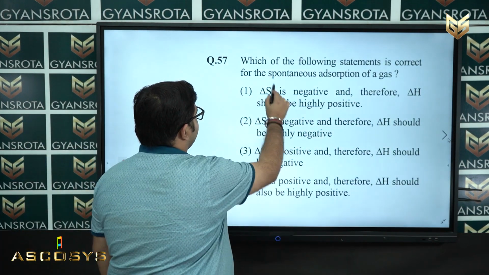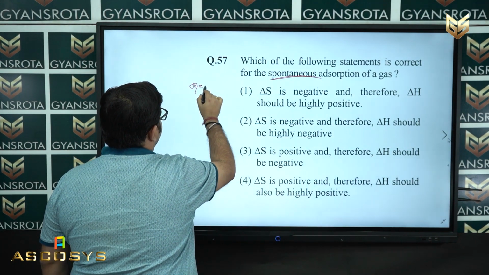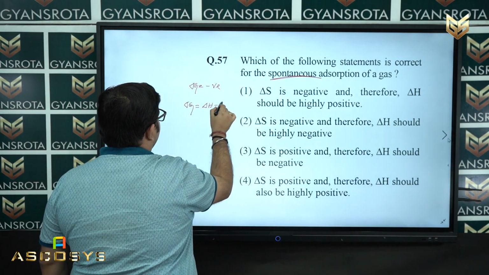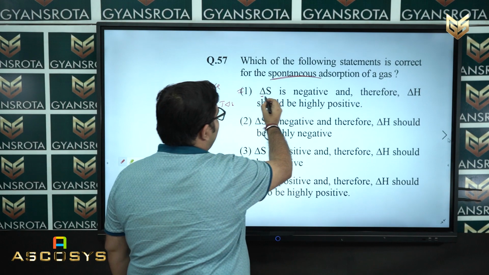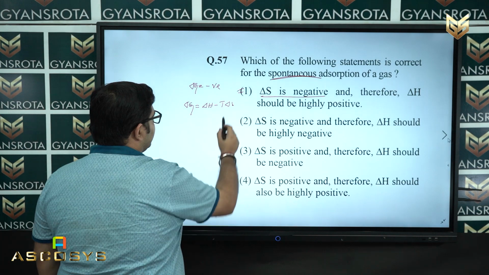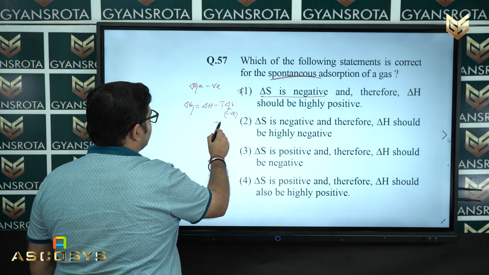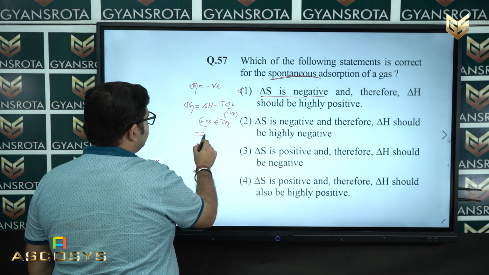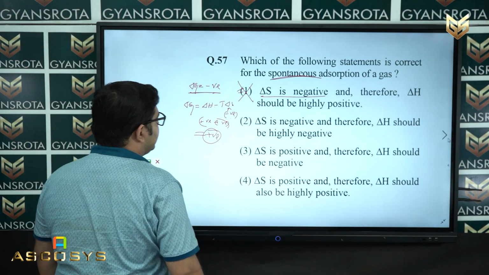They ask you about spontaneous, and for spontaneous we know delta G should be negative. The formula is delta G is equal to delta H minus T delta S. If you see option number 1, delta S is negative, therefore delta H should be highly positive. Now, negative and negative will be positive here, and delta H they already said positive, meaning overall we end up with positive, but we require negative. So option 1 we can neglect.